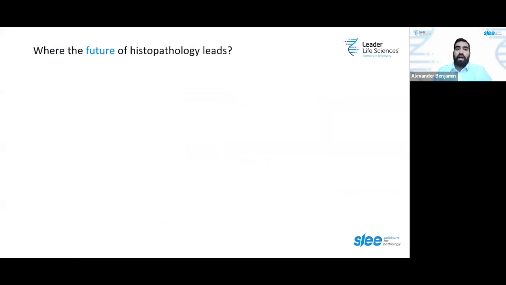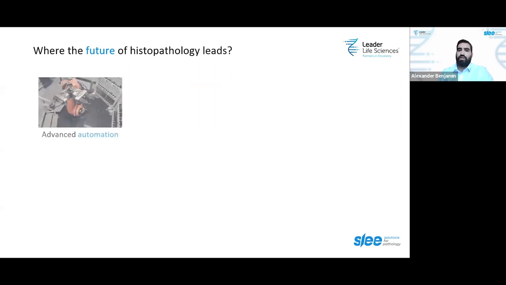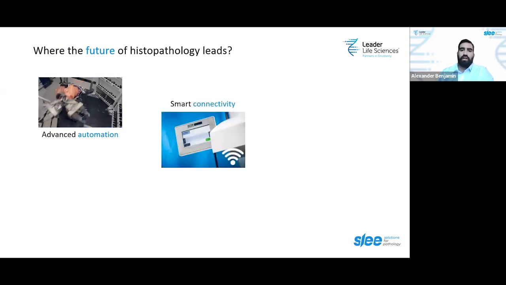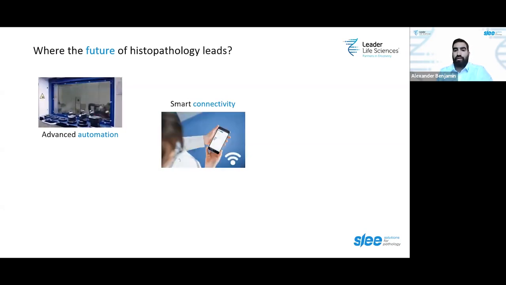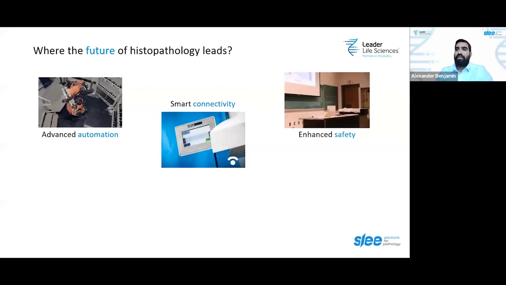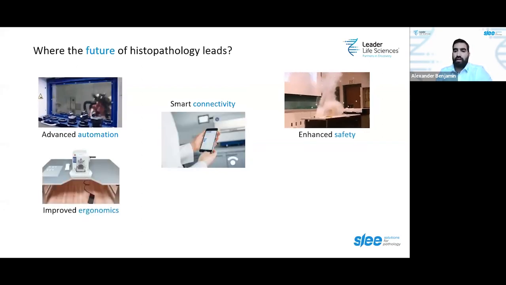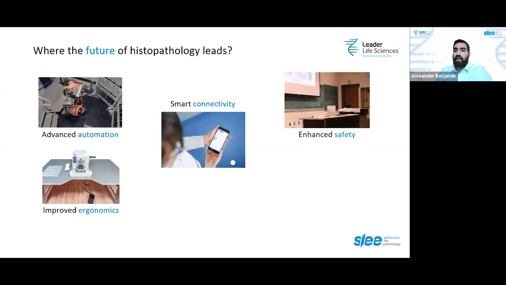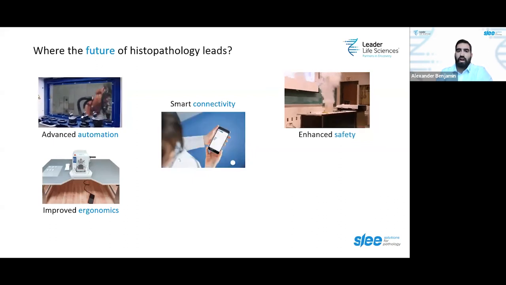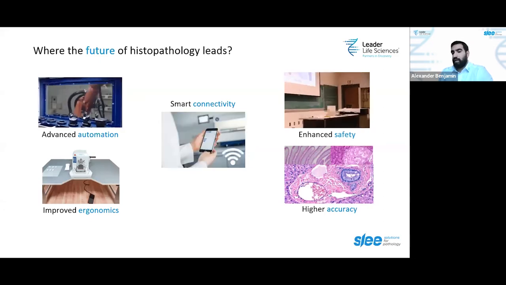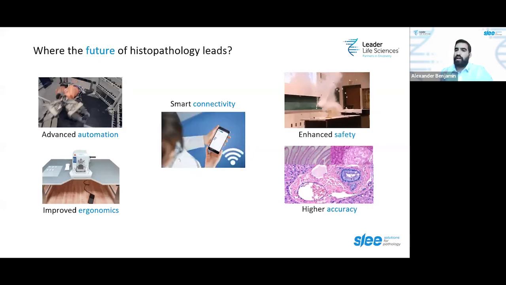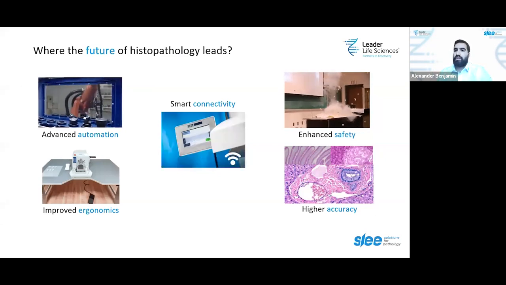As manufacturers, we always wonder and always think, where is the future of histopathology? It's certainly advanced automation, smart connectivity throughout the devices, with a certain kind of software, enhanced safety for the users, of course, which is very important, improved ergonomics, again something very important for the users who work many hours in the labs. Last but not least, maybe the most important, as I said before, higher accuracy for the diagnosis and finally the prognosis for the patients.